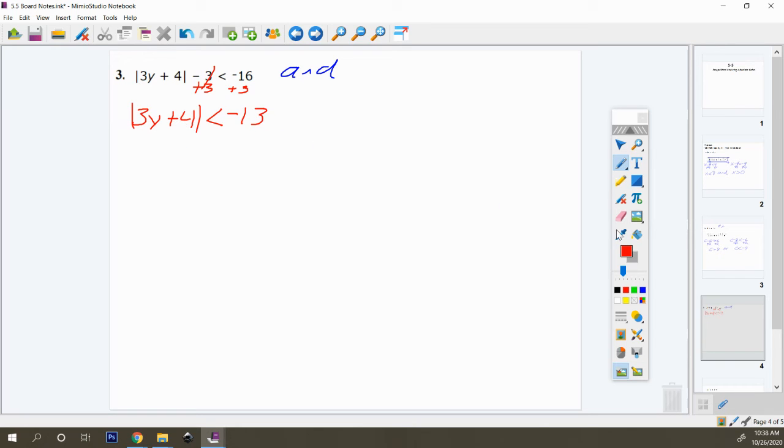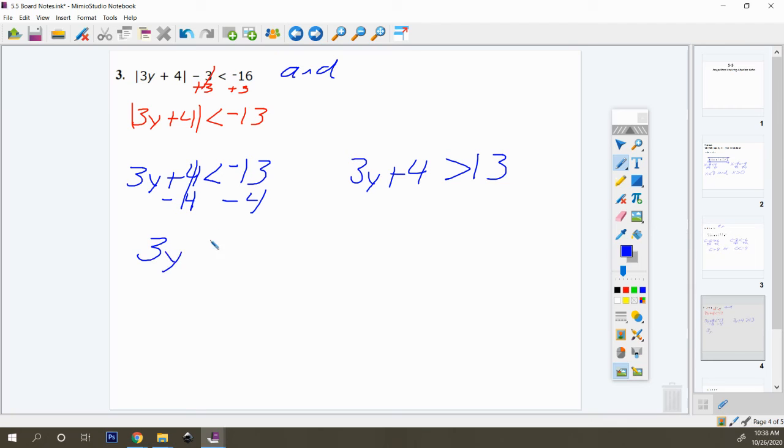So I'm going to take this. We're going to split it into 3y plus 4 less than negative 13. And I don't care about the negatives or anything else. I'm looking at this less than, keep everything the same. For the second one, 3y plus 4, flip the symbol, change the negative 13 to a positive because we want to change the sign. So if we want to solve this one, I have to get the y by itself. I have to get rid of the 4. Since it's plus, we're going to minus.